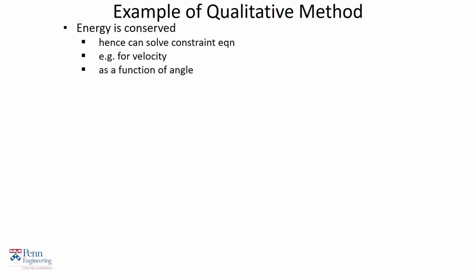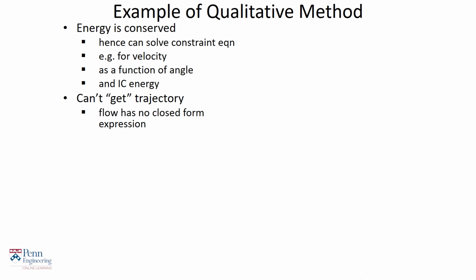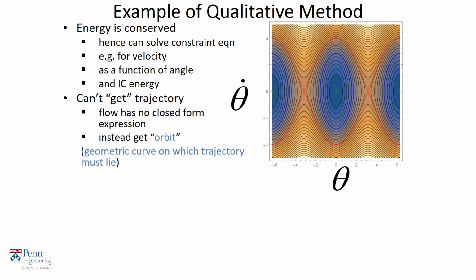We can get the velocity, theta dot, as a function of angle theta and as a function of initial condition and the energy at the initial condition. We can't get the trajectory in time in closed form. We can get it as an integral. This is an integrable system, but the integral will be what's called an elliptic integral, and it won't have a closed form expression. But we can get the trajectory. So we can't get the time trajectory, but we can get the orbit or the position. The flow has no closed form expression, but we will get the orbit, the geometric curve on which this trajectory lies. So we're getting these black and red curves algebraically from conservation of energy.